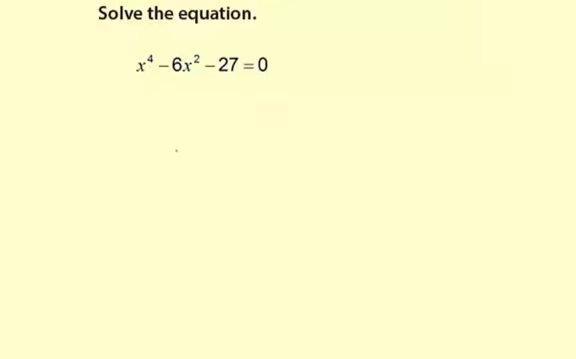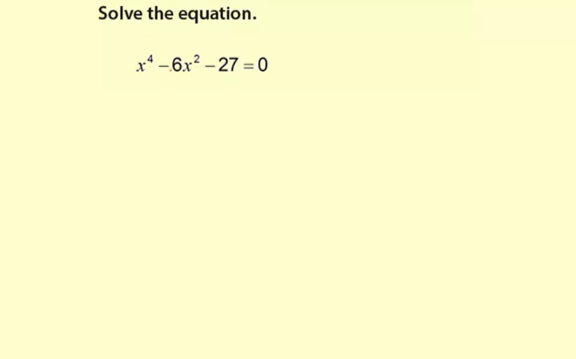Solve the equation. We have x to the fourth minus 6x squared minus 27 equals 0. Notice there are three terms, and this is what's called a quadratic type. It's not a quadratic equation necessarily because it has x to the fourth, but it behaves like one in certain ways. And what that means is you can actually factor this like a quadratic trinomial using the same procedure as factor by grouping, but it's just going to have different exponents.